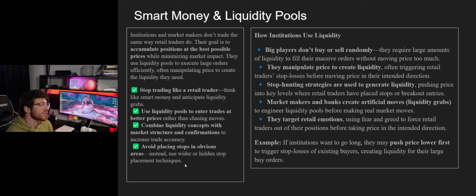And another one is they target retail emotions using fear and greed to force retail traders out of their positions before taking price in the intended direction. So an example of this is if institutions want to go long, they may push price lower first, take out sell side liquidity like I was explaining before, to trigger the stop losses of existing buyers. That creates liquidity for their large buying orders.